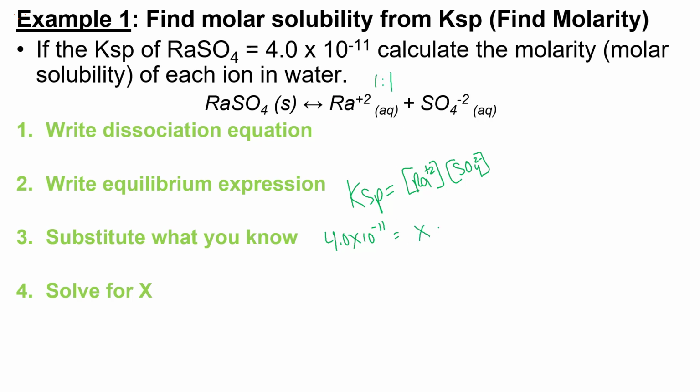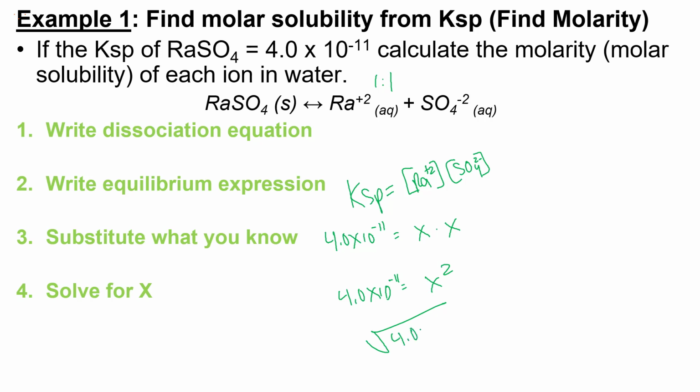So we're going to say x times x. So now we are just going to solve for x. So let's simplify what we got here. We have x squared here, 4.0 times 10 to the minus 11 equals x squared. I am now going to have to take the square root of each side.